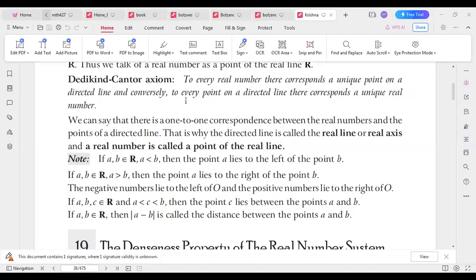Now, another important axiom, the Dedekind-Cantor axiom: to every real number there corresponds a unique point on a directed line, and conversely, to every point on a directed line there corresponds a unique real number. So this is called the axiom of Dedekind-Cantor. And the real number is also called a point of the real line.